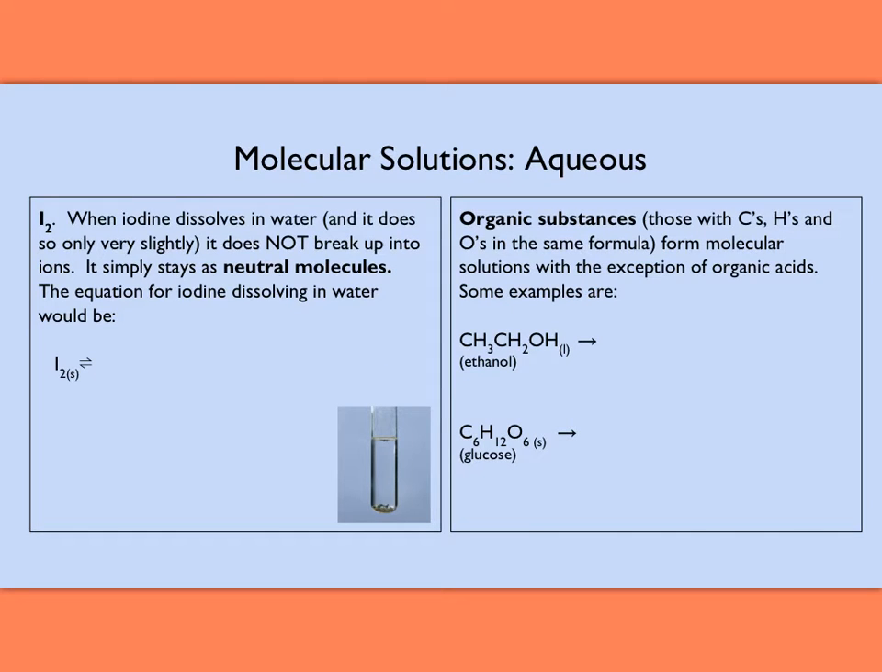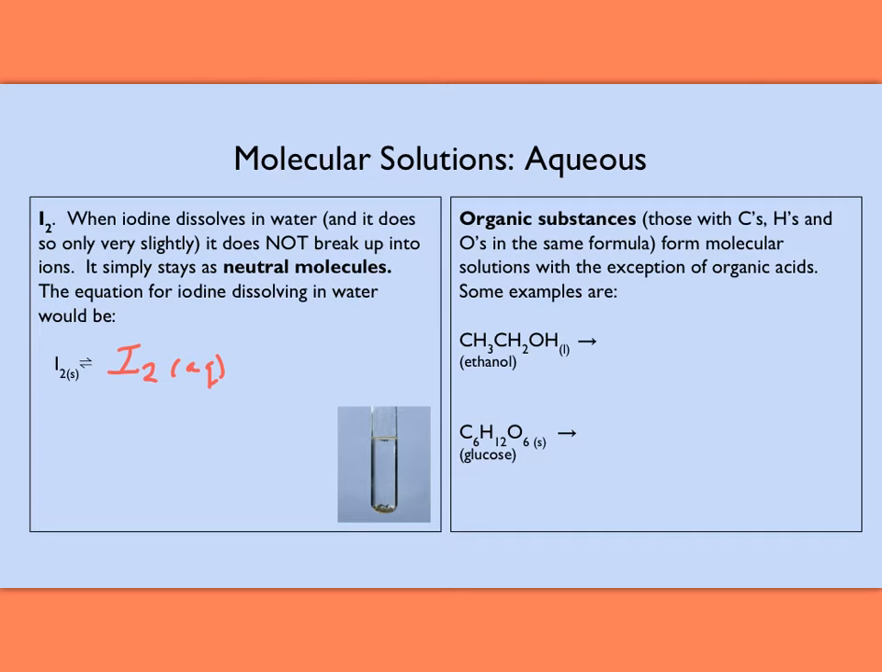When you take a covalently bonded substance, otherwise known as a molecule, and you dissolve it in water, it doesn't come apart and break into ions, so you don't write dissociation equations for those. When iodine dissolves in water, and it does so only very slightly, it does not break up into ions, it simply stays as neutral molecules. So the equation that we would write for iodine dissolving in water would look like this. You simply write the molecule again in full, and you put (aq) beside it.